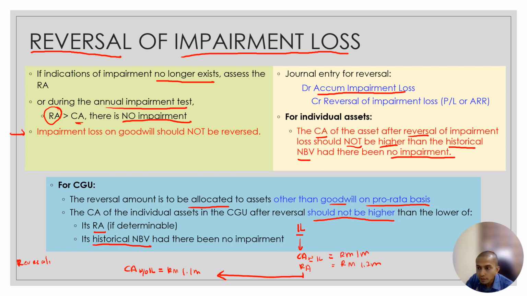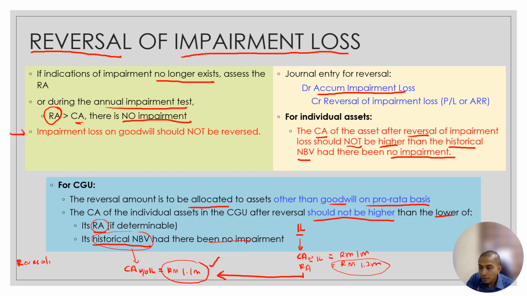So reversal can only be done if it's the revalued amount or the historical net book value. This one is the historical net book value, without impairment loss, as if there had been no impairment. All right, so now if you compare, the revalued amount is 1.2 million and the carrying amount without impairment loss is 1.1 million. We are going to choose the lower one, right? So we choose this one now.